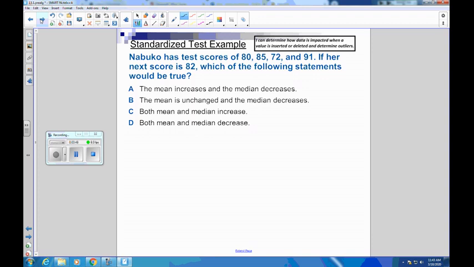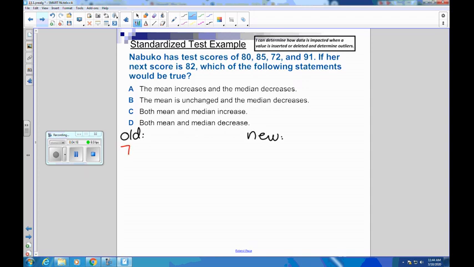The next one says Nabucco has test scores of 80, 85, 72, and 91. If her next score is 82, which of the following statements would be true? All of these are talking about mean and median. So what we're going to do is find the old mean and median, and the new mean and median. I'm going to first start by putting this data in order. For the old one, we're going to ignore that 82, so we're just going to use our first 4 numbers.